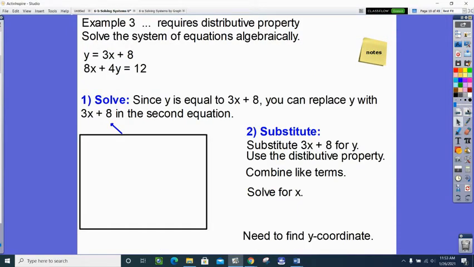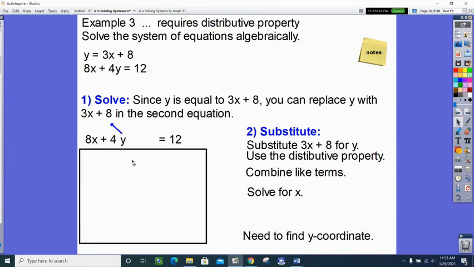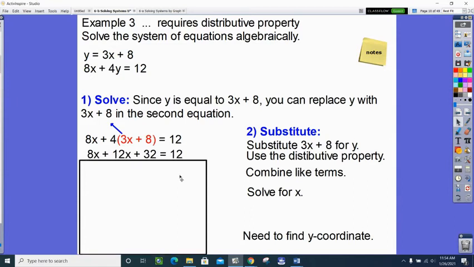So here's another example. Here, I'm going to use my verbs again. The first one is to solve, but since the top equation is already solved, I'm already good to go. The second verb is to substitute. I'm going to go into this second equation, take out that y, and substitute in the 3x plus 8 that it equals from that first equation. That's the substitution. And now we're back to Unit 2. We're going to do the distributive property.